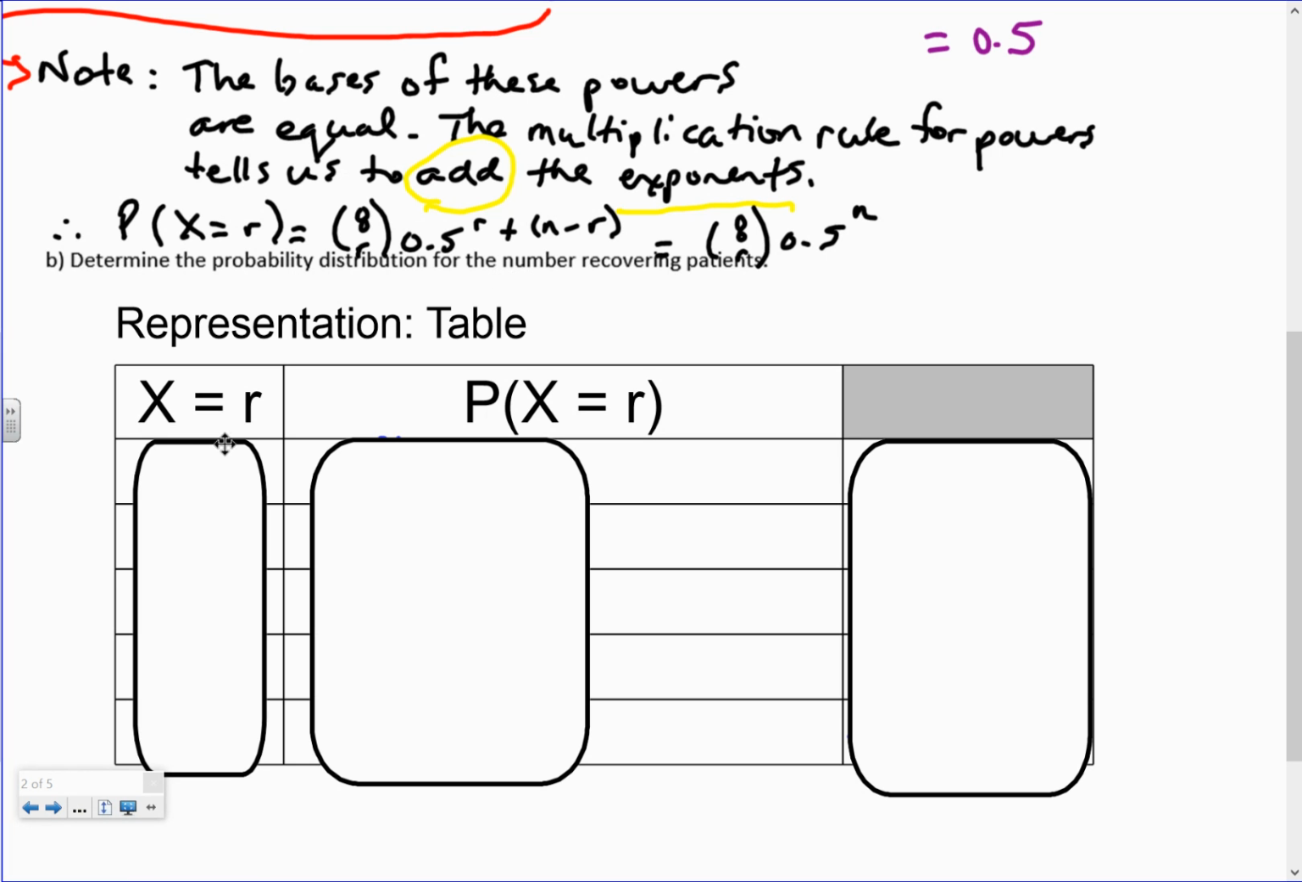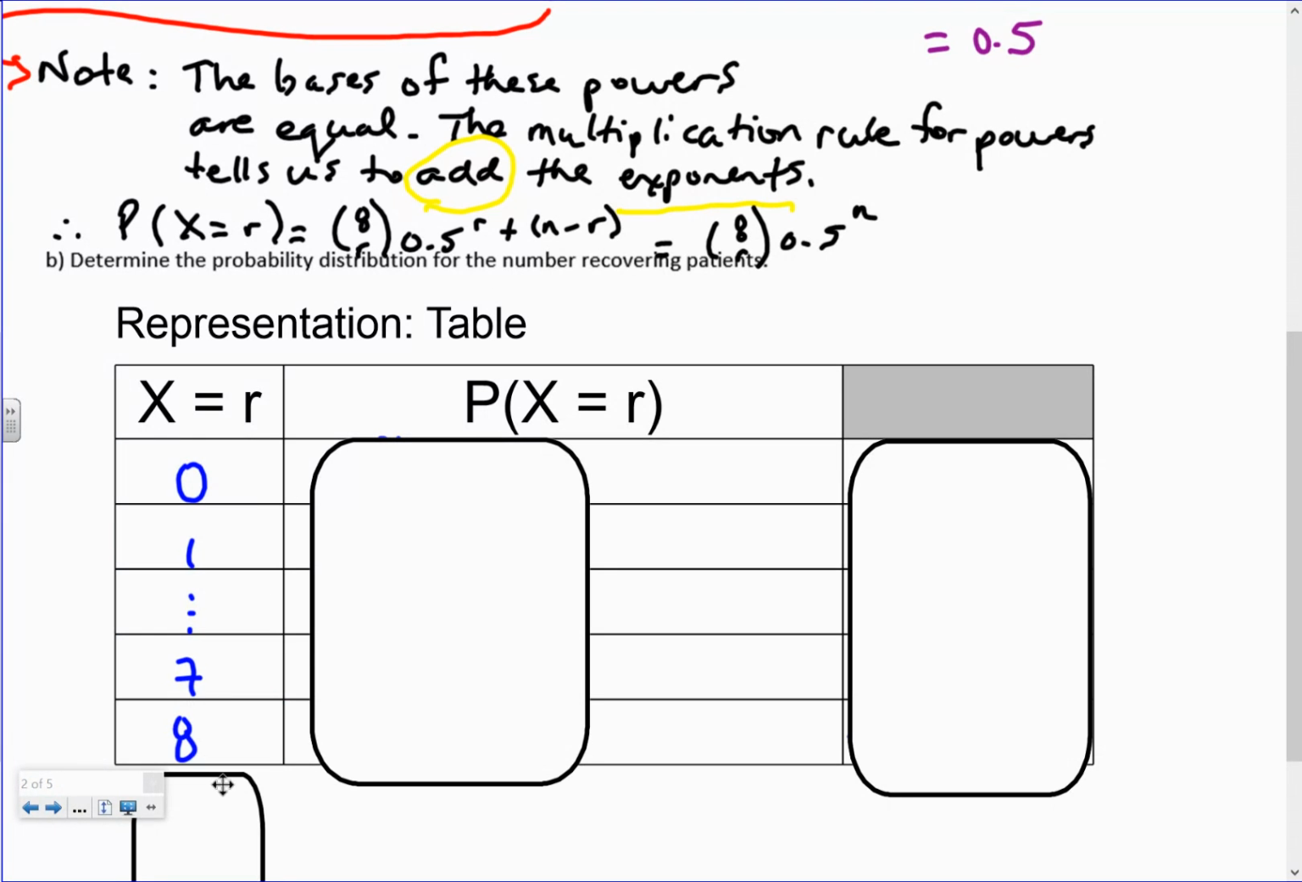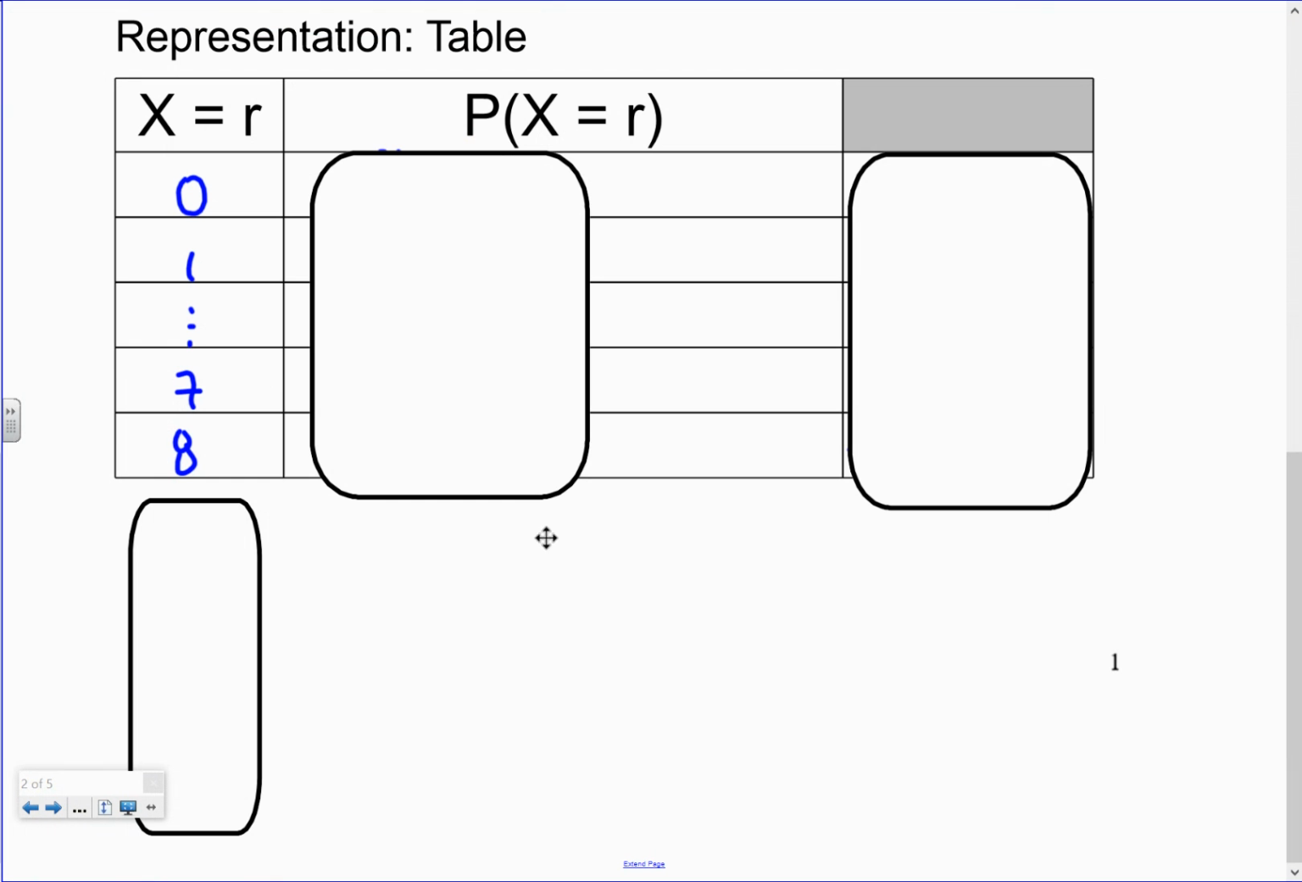So as far as r is concerned, we'll just map out the number of successes. I've filled in 0 and 1 and left the middle blank because you'll see that through patterning, the representations are all the same.